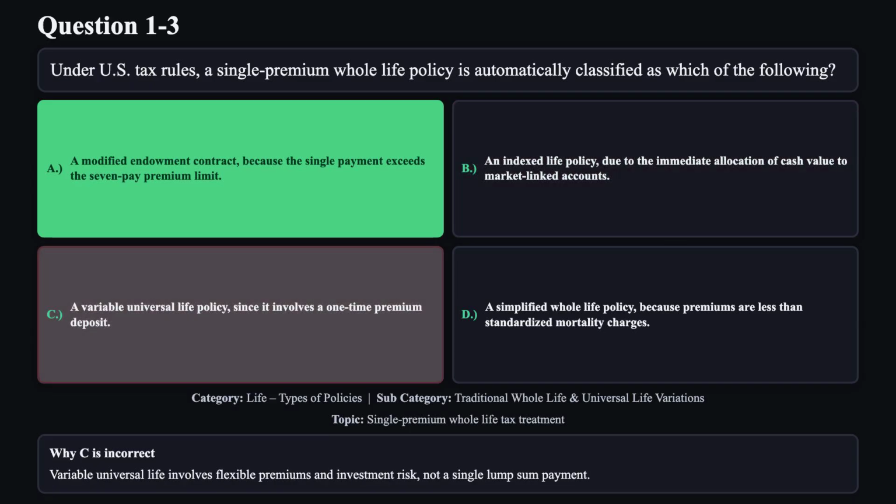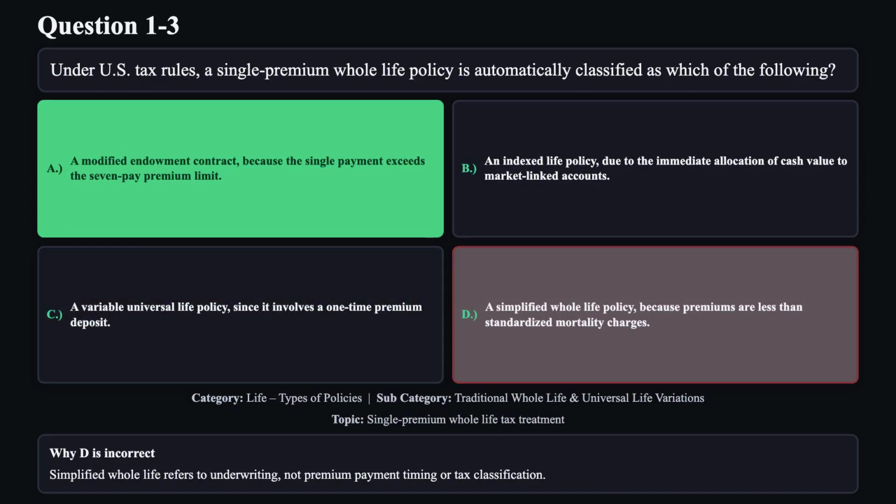Reason C is not correct. Variable universal life involves flexible premiums and investment risk, not a single lump sum payment. Reason D is not correct. Simplified whole life refers to underwriting, not premium payment timing or tax classification.